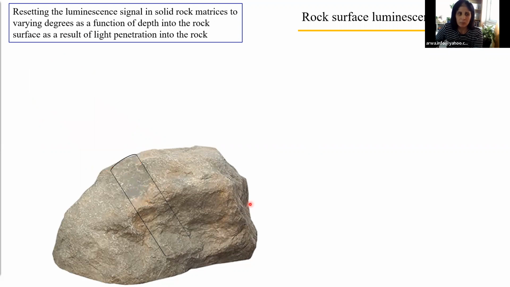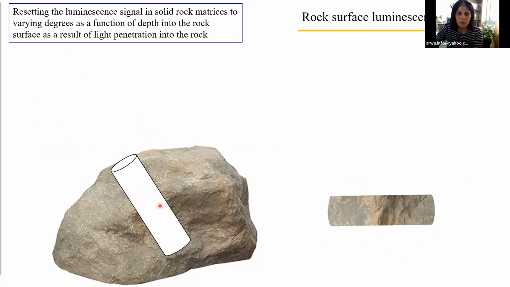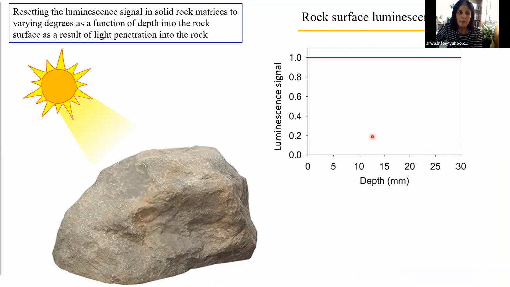To understand that, imagine that we drilled a core from the solid rock matrices. This rock has never been exposed to light. If we took this core and cut it into slices, each slice of 1 millimeter thickness, and then measured the luminescence intensity in each slice, we would find that each slice has its maximum level of luminescent signal. However, if the rock has been exposed to light, sunlight or whatever light, it will start to penetrate into the surface of the rock. That will allow the signal to be bleached into the rock.